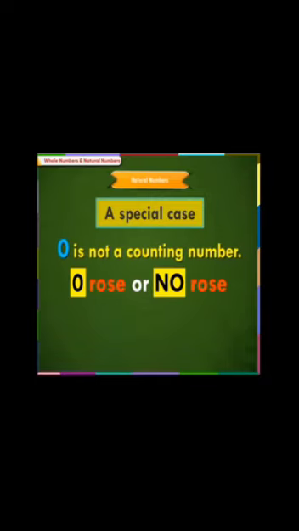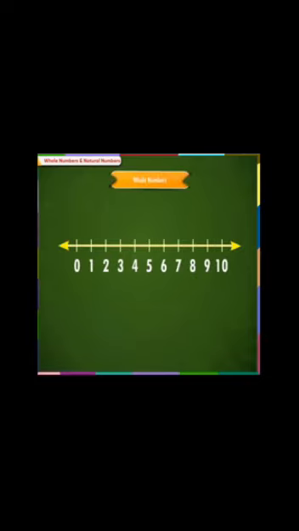Now, let us study whole numbers. This is a number line showing numbers from 0 to 10. 0 is not a counting number, whereas the numbers 1, 2, 3, 4, 5, and so on are counting numbers or natural numbers. So, the number 0 together with the collection of natural numbers is called whole numbers.